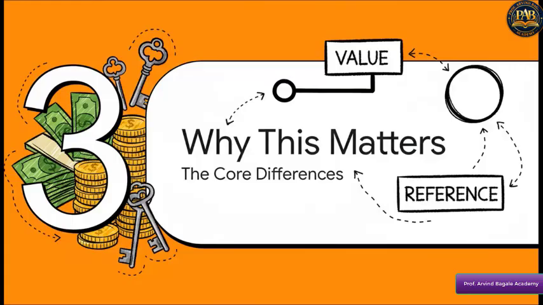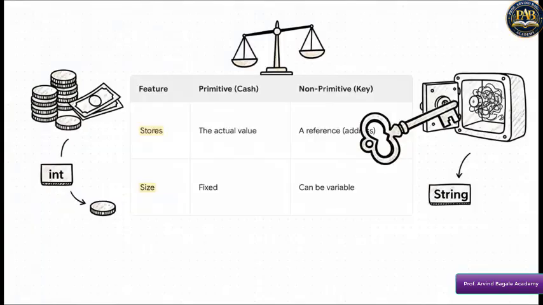Okay, so we've seen the cash, and we've toured the vault of keys. But why does any of this actually matter in practice? Let's bring it all back together and see why this distinction is one of the most powerful and practical concepts in all of programming. So let's really break down the core differences here. Primitives are cash. They store the actual value. They live in a special part of memory called the stack, which is incredibly fast and efficient for these simple fixed-size values. But non-primitives are keys.